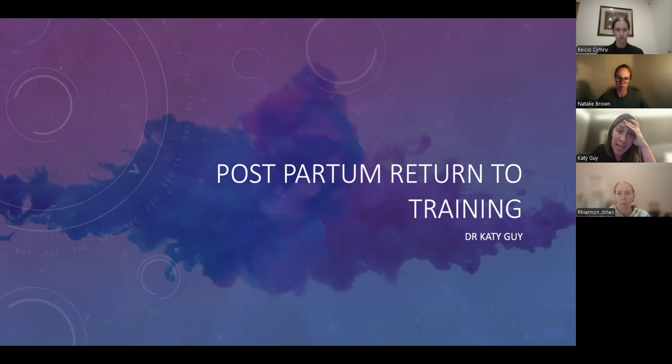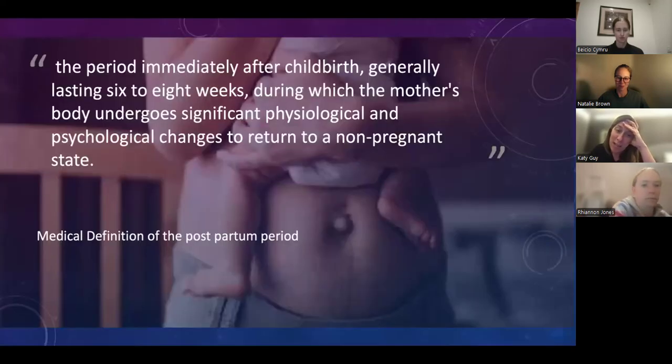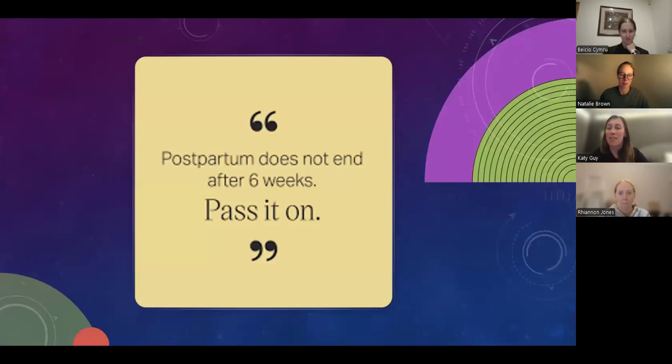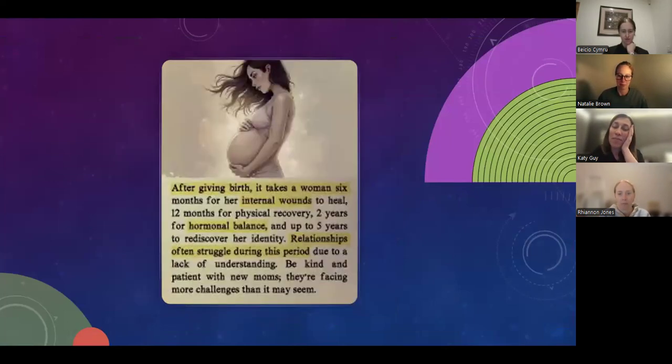So if we look at the medical definition of the postpartum period, it is the period immediately after childbirth, generally lasting 6 to 8 weeks, during which the mother's body undergoes significant physiological and psychological changes to return to a non-pregnant state. So, according to that, we're all done and dusted within 8 weeks. However, if you have had a baby, you know that that's not the case. So the postpartum period does not end after 6 weeks. It probably is more like this.